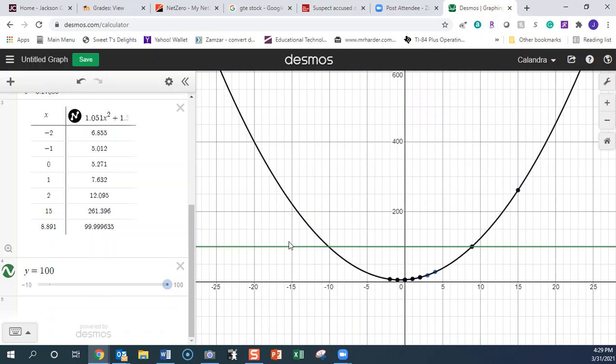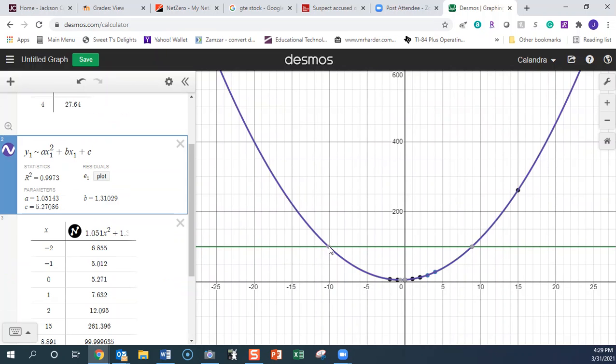You notice this line here is y equals 100. It hits it here, which is at -10. So we know we're not really going to pay attention to the negative value for x. But if we look here, it'll be 8.889. So that means that that would be 2020.